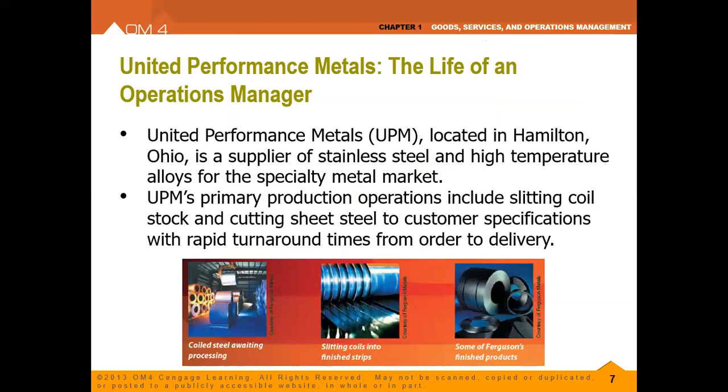But next is United Performance Metals, the life of operations management. They are located in Hamilton, Ohio. They are a supplier of stainless steel and high temperature alloys for the specialty metal market. Their primary production operations include slitting coil stock and cutting sheet steel to customers' specifications, with rapid turnaround time from order to delivery.